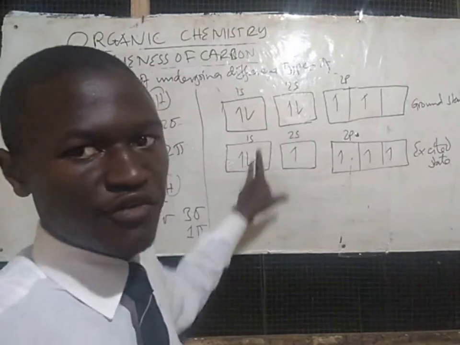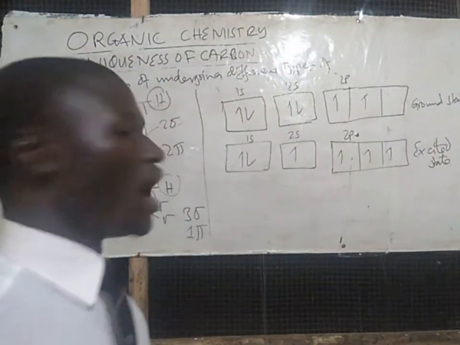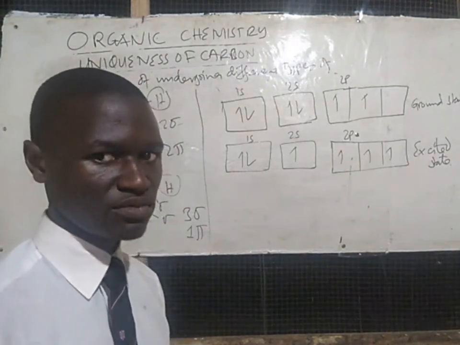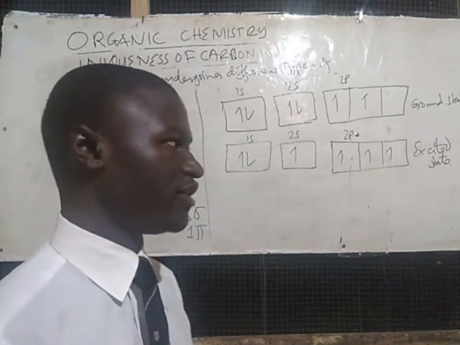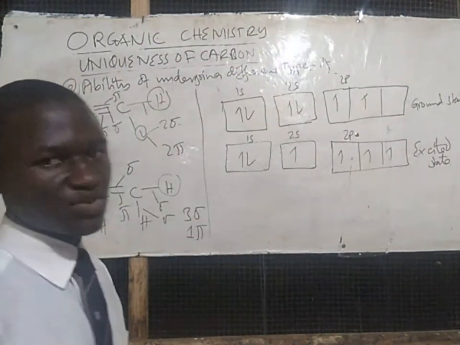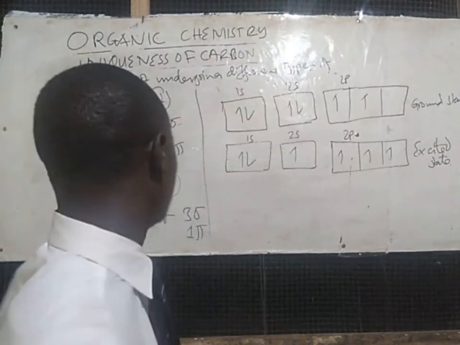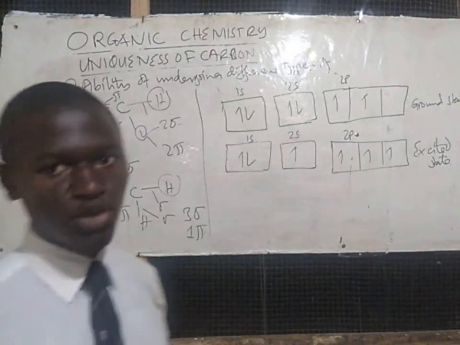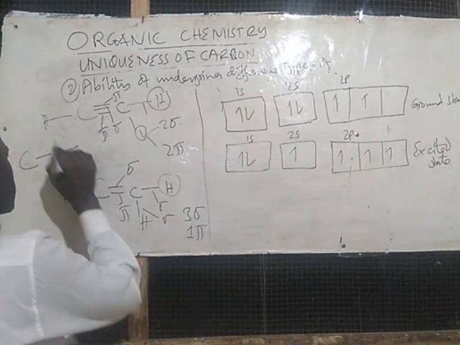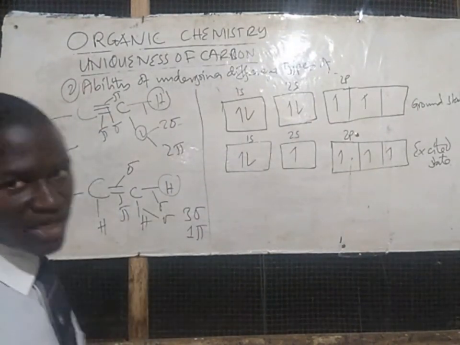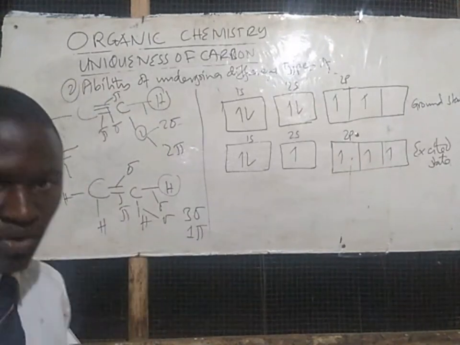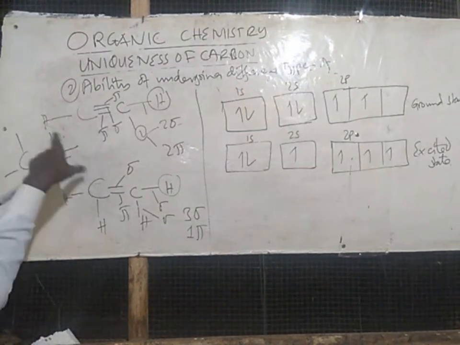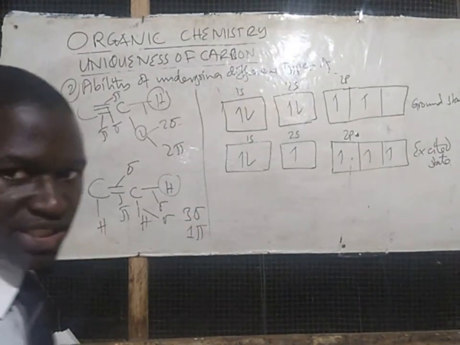So if we know the ground and excited state, how about the hybridization? How about the hybridization of these carbons? How does the hybridization of these carbons differ? Now let's start with carbon with a single bond. Let's say it is a carbon, single bond carbon. Carbon with a single bond. And carbon is tetravalent. It forms four bonds. We'll see one of the unique properties of carbon. But carbon is tetravalent.